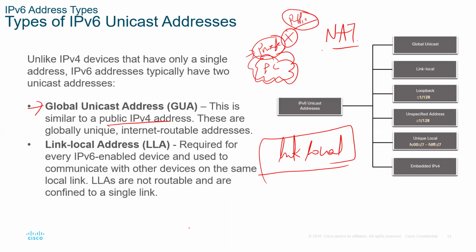So basically, that's the reason why we have two IPv6 addresses. One works locally on a local link, which is called the link local address, required for every IPv6 enabled device and used to communicate with other devices on the same local link. LLAs are not routable and are confined to a single link. So basically, in IPv4 we have private and public.